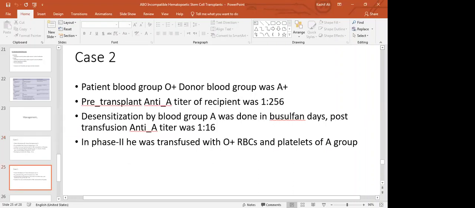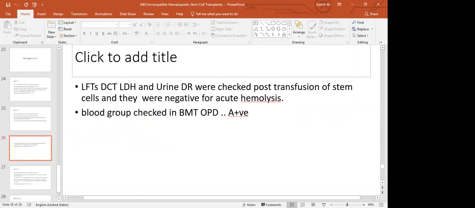In case 2, patient blood group O positive and donor blood group was A. Pre-transplant anti-A titer of recipients was 1:256. So desensitized recipients with donor type, and in conditioning days anti-A titer was repeated, then was 1:16. And phase 3 was transfused with O positive RBCs and platelets of A group. And monitor LFTs, DCT, LDH, and urine DR were checked post-transfusion of stem cells, and they were negative for acute hemolysis. And blood group also was converted in OPD and in donor type A positive.